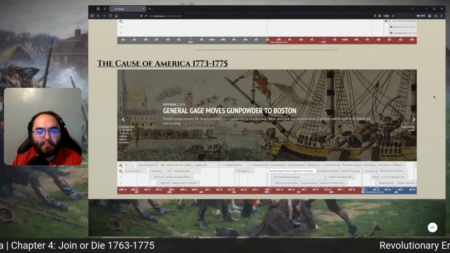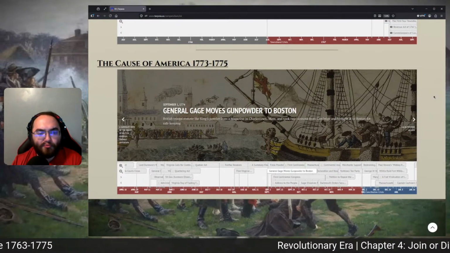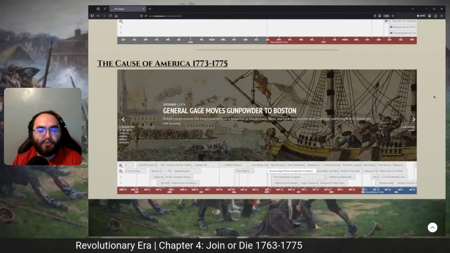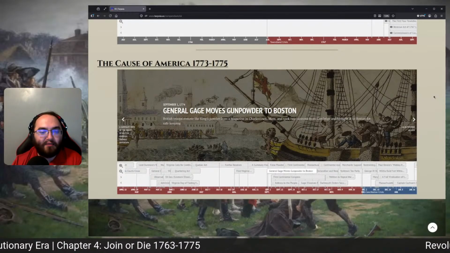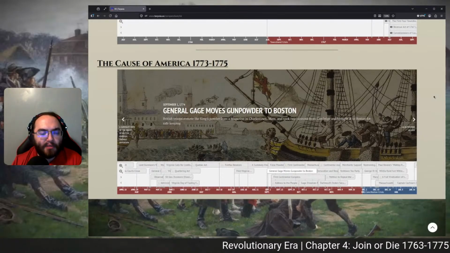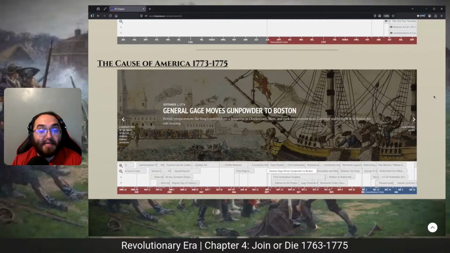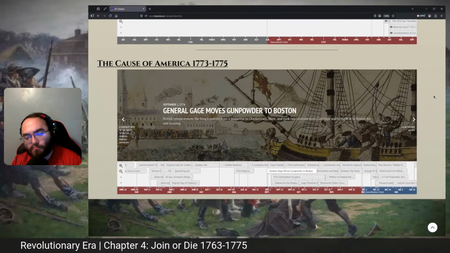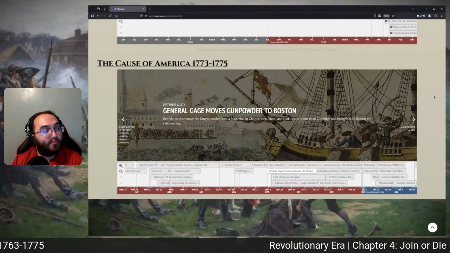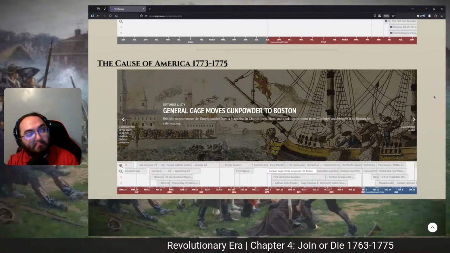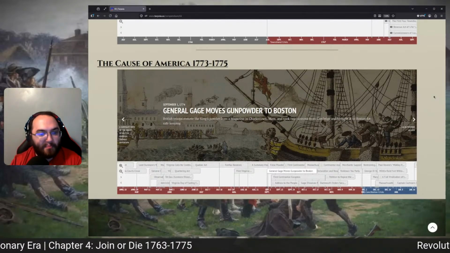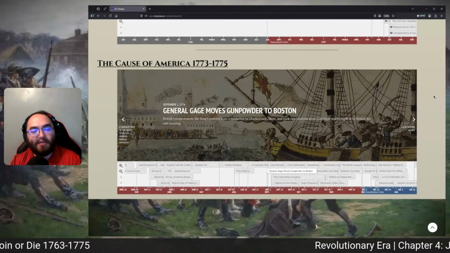General Gage moves gunpowder to Boston. British troops removed the king's powder from a magazine in Charlestown, Massachusetts, and took two cannons from Cambridge and brought it to Boston for safekeeping. And so there are some murmurs going around about the British taking gunpowder from the colonists. This is not true. The British were only taking the gunpowder that was owned by the king, the king's powder, as it's called. So they weren't taking the people's powder, the people of Massachusetts. They were only taking the king's powder.